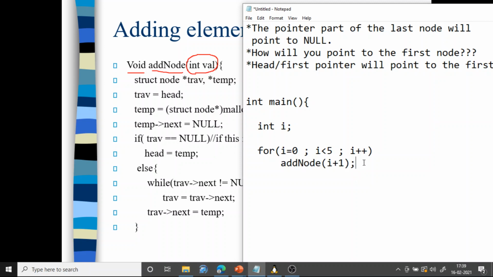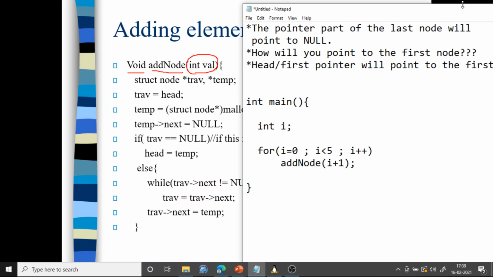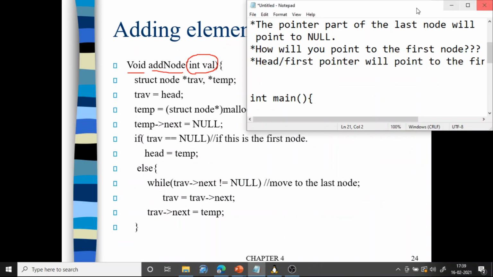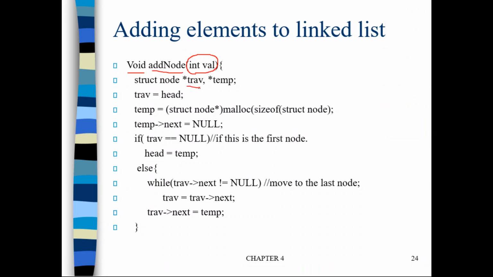Let us see how that can be implemented. Initially the add node function is called with the value 1. Let me make this small. Here we are creating 2 more pointers to struct node for our convenience. One is traverse, or trav, which is for traversing.